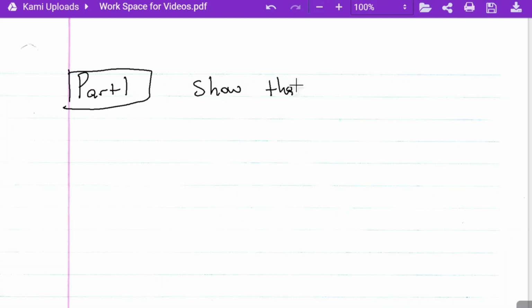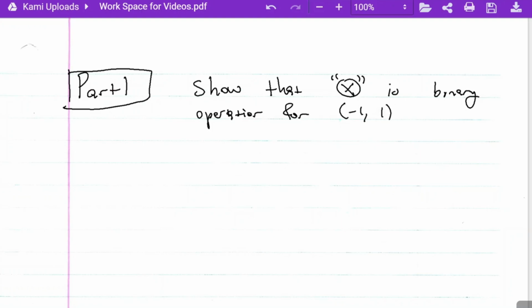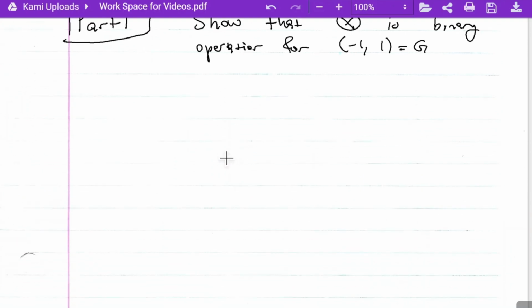So in part one, we're going to show that the star operation is a binary operation for (-1, 1), which is our G. So how we do this is we say let x and y be members of G, which is equal to (-1, 1).